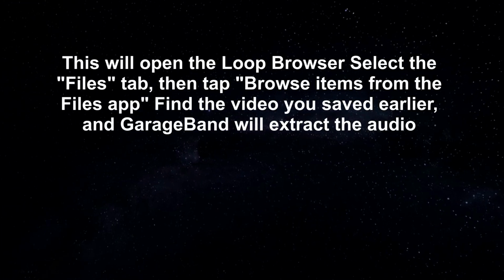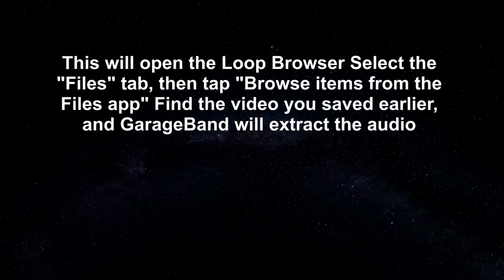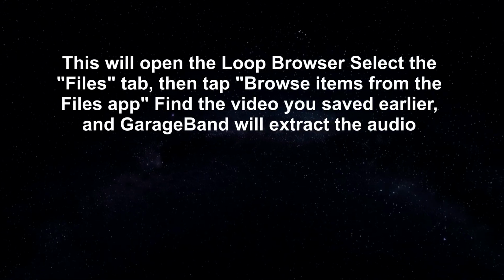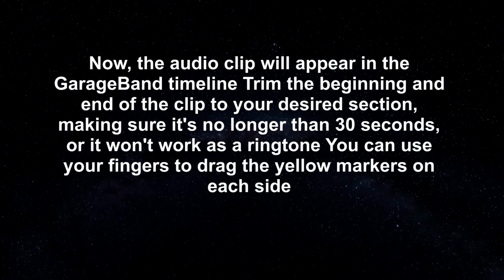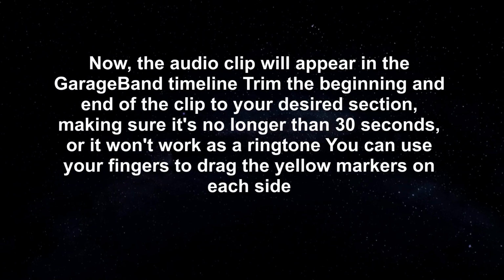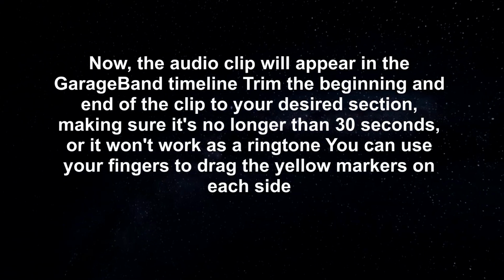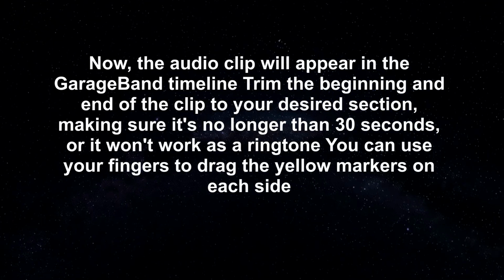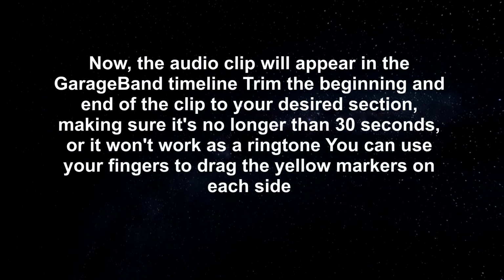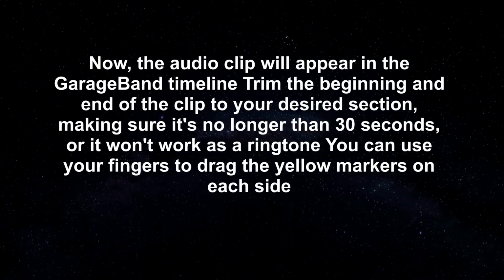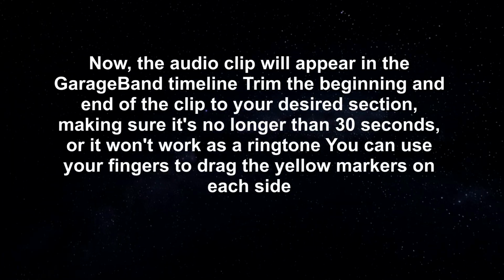Select the Files tab. Then tap Browse Items from the Files app. Find the video you saved earlier, and GarageBand will extract the audio. Now the audio clip will appear in the GarageBand timeline. Turn the beginning and end of the clip to your desired section, making sure it's no longer than 30 seconds, or it won't work as a ringtone. You can use your fingers to drag the yellow markers on each side.